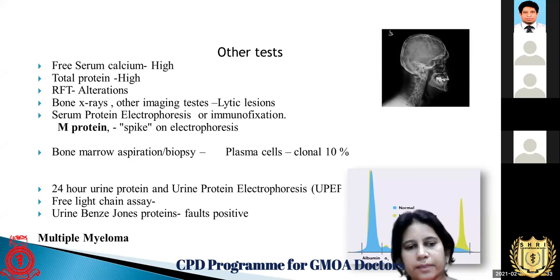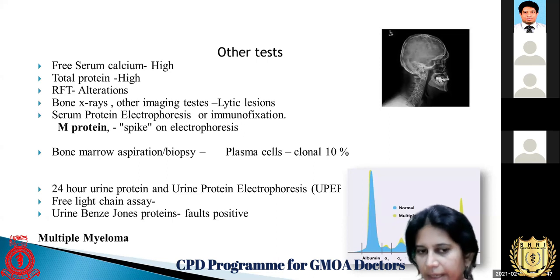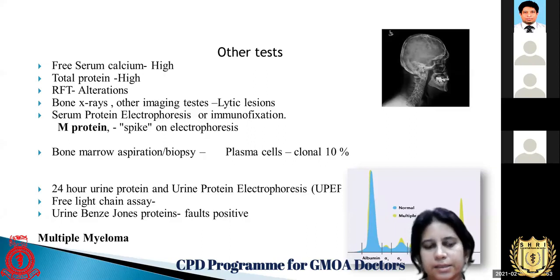And bone marrow examination for clonal plasma cells, with a set of tests for prognostication. One point I just want to highlight: urine Bence-Jones proteins can give you a false positive test, so we don't perform it very much. You go for the other tests. So the diagnosis of multiple myeloma is confirmed in this patient.